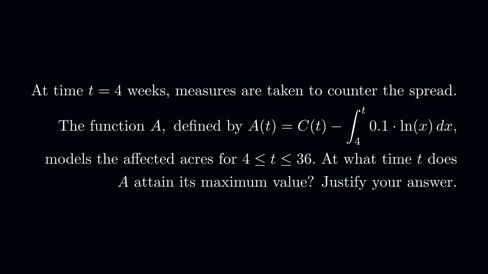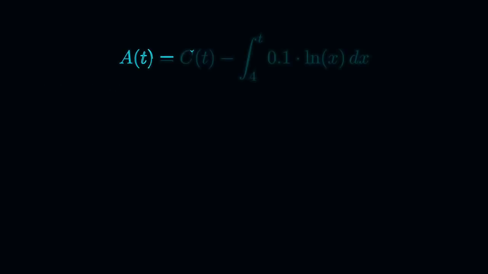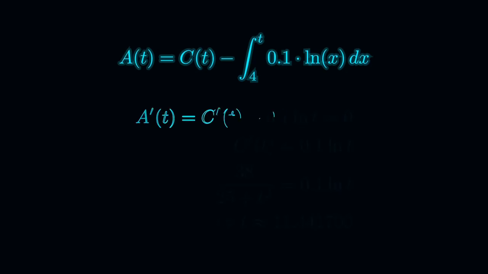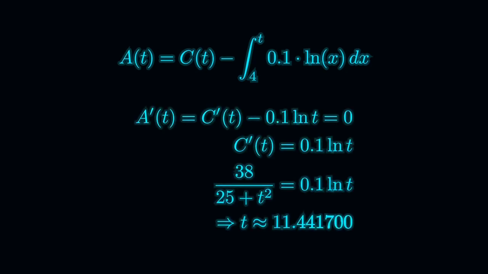Our goal is to find the time t for which a of t attains its maximum value in the interval [4, 36]. The logic is to use the given, which says a of t equals c of t minus the integral from 4 to t of 0.1 ln x dx. To find this maximum, we need the critical points, where a prime of t equals 0. The setup is as follows.